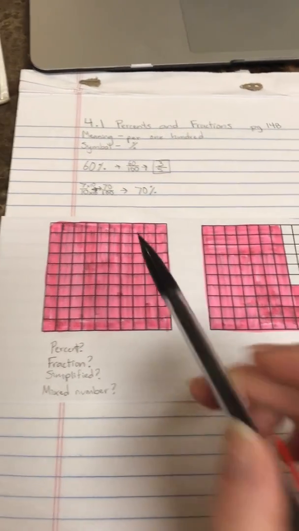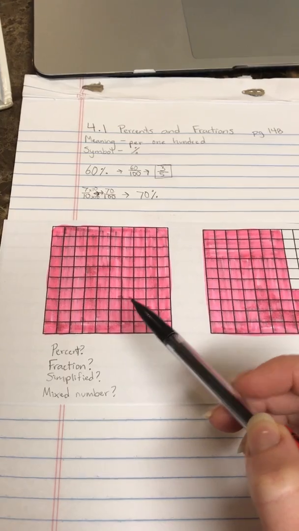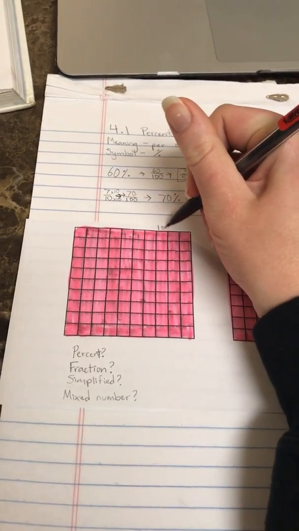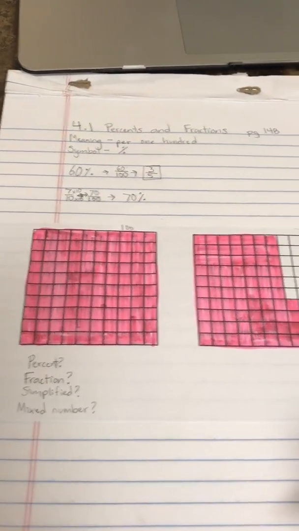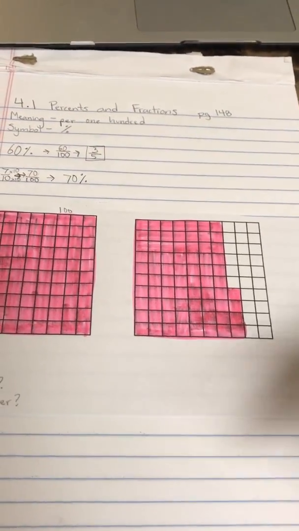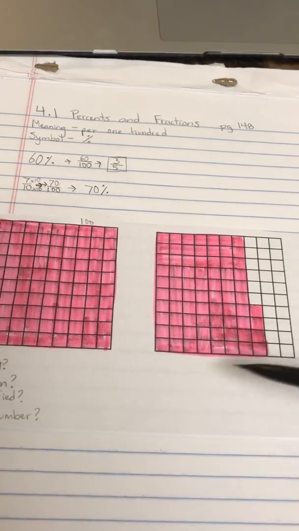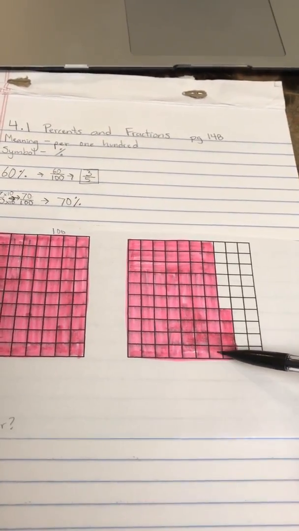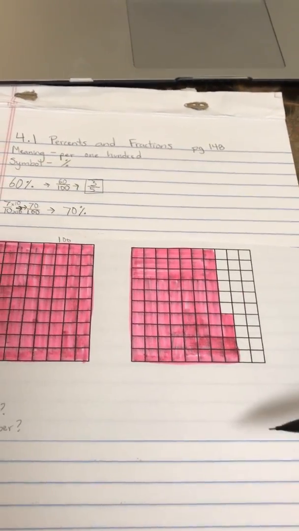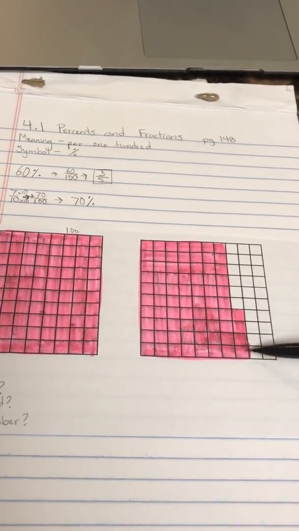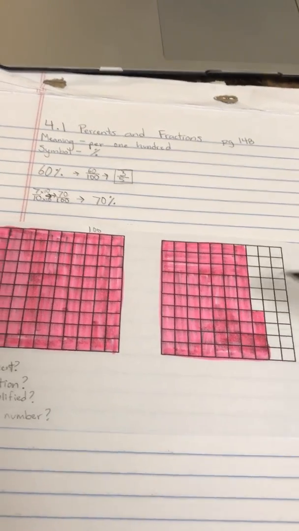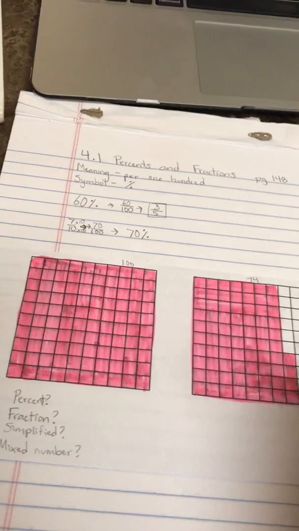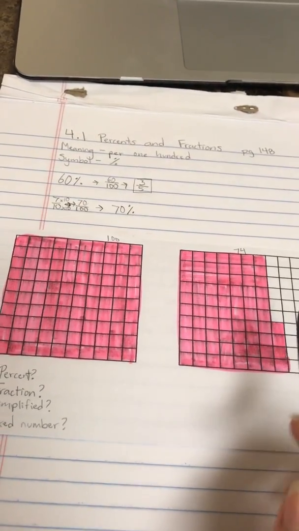So let's just start slow. In this one, how many squares are colored in? Well, we know there's 100 inside and the whole thing's colored, so we know there's 100 squares colored in. Now let's go to our second one, okay? Let's see how many rows are colored in. 1, 2, 3, 4, 5, 6, 7. There's 7 fully colored rows, and then I have 4 off over here to the side. So that means I have 74 colored on this side, okay? So we have 100 over here and 74 over here.